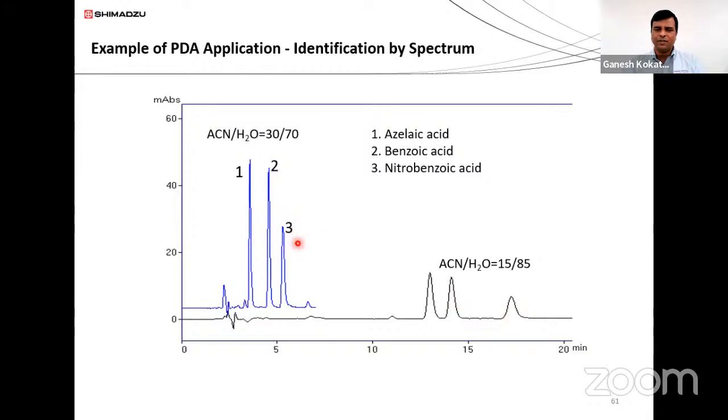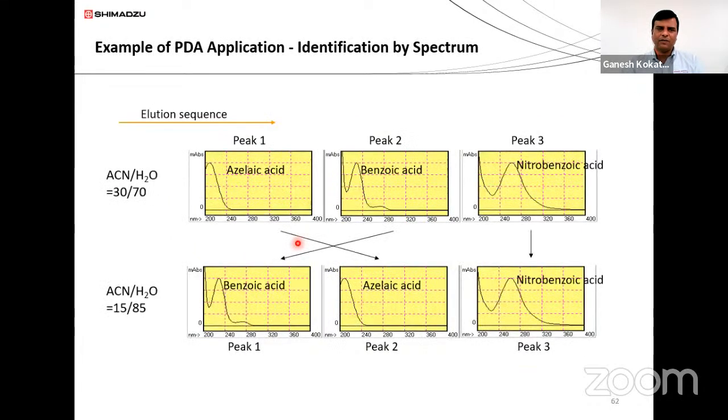But if you see the PDA spectra, or the PDA application, of a component, this is the 30-70 ratio and this is the 15-85 ratio. The first one is azelaic acid, the second is benzoic, the third is nitrobenzoic. But in the second scenario, the peaks completely flip: benzoic actually comes first, and the second moves to first. How are we able to identify?